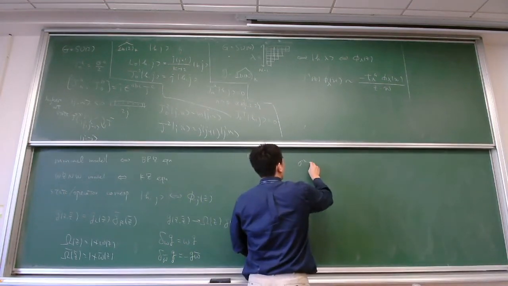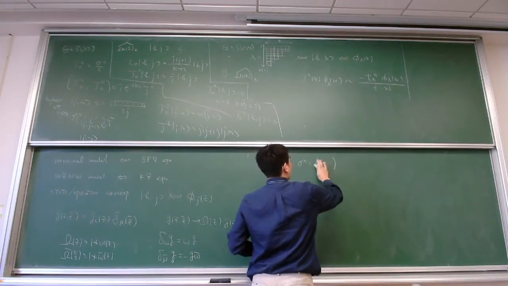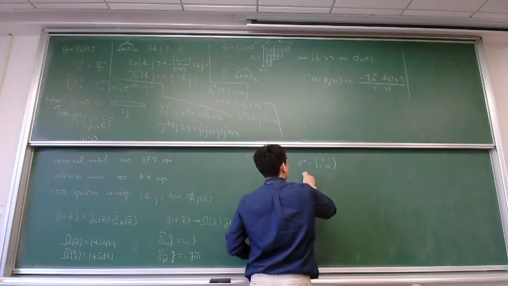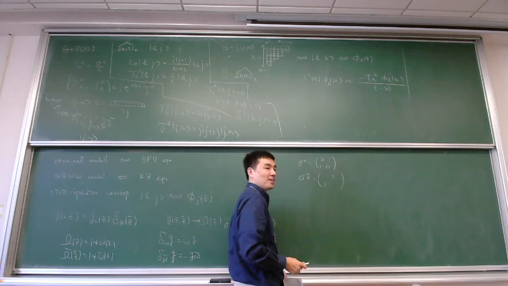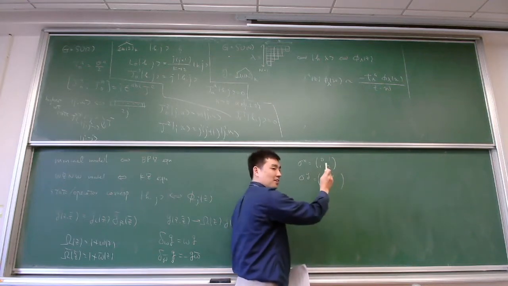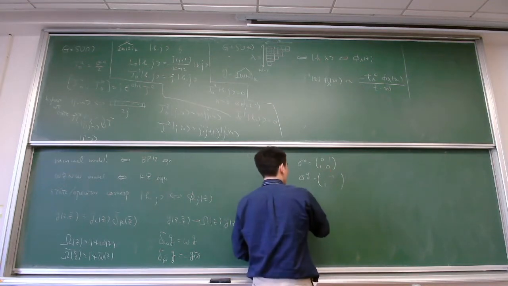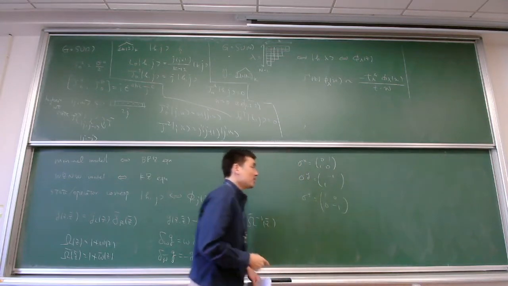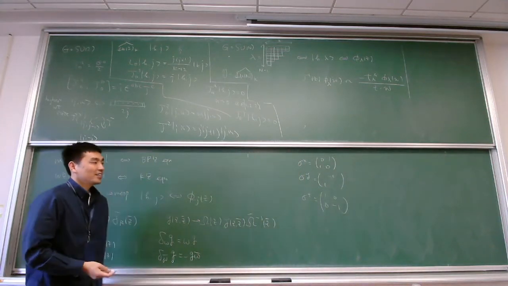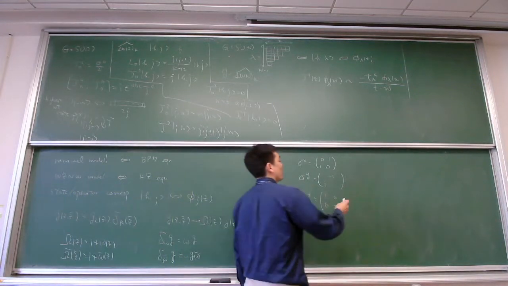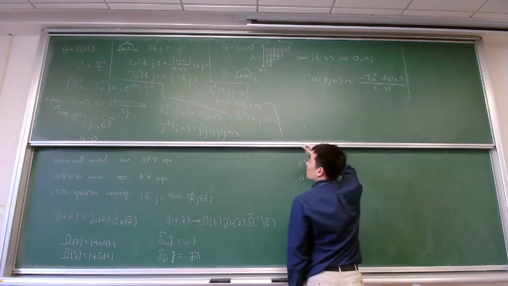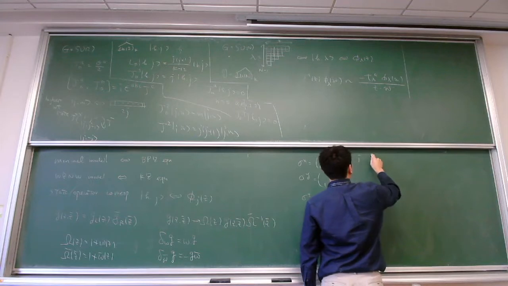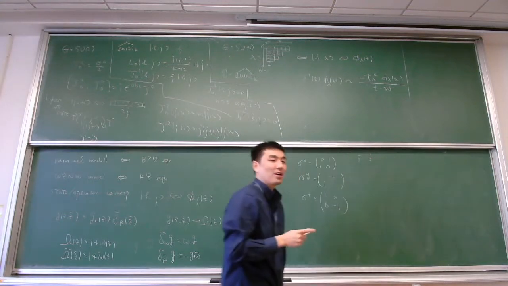Sigma x is equal to (0, 1; 1, 0). Sigma y is equal to i times... which one has the minus sign? I've forgotten. Sigma z is equal to (1, 0; 0, minus 1). So this is indeed the representation of the spin. This acts on j equal to 1 half.